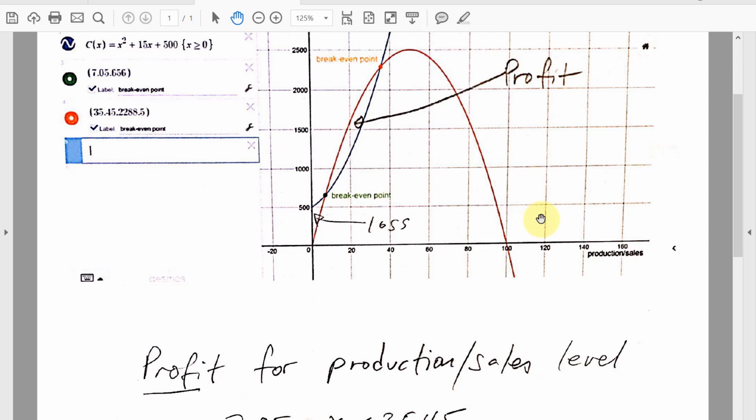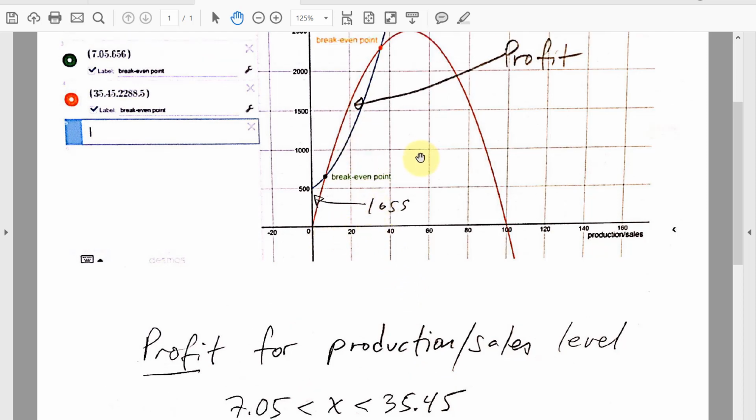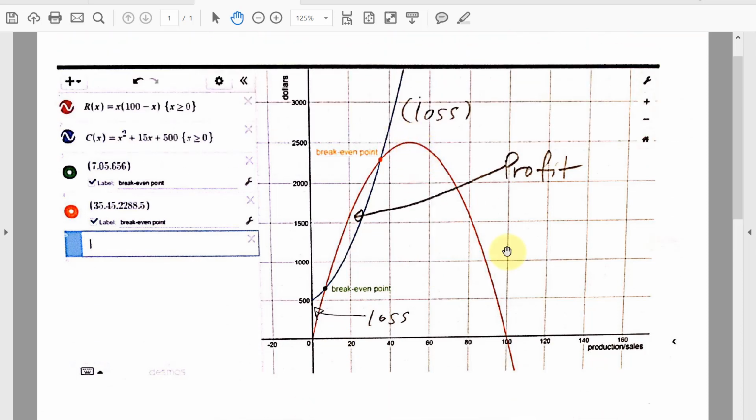profit for production and sales levels between 7.05 and 35.45. If we're in that interval between 7 and about 35, we see profits because revenue is greater than the cost. I would like to add in a C and an R for these curves in the graph, but I'd say it's clear enough. It's labeled with the colors, and we identify what these curves' shapes look like. So I think that's sufficient since these are included on the side. But it'd be nice to actually write it in with pencil as well.